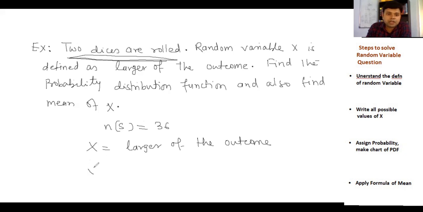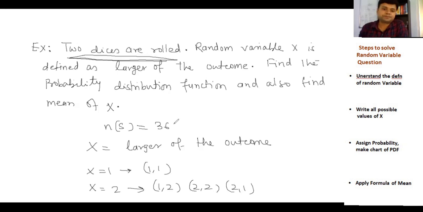So we must make a chart. So take x is equal to 1. When the larger is 1, this means both must have 1. If the larger is 2, outcomes possible are 1 2, 2 2, or 2 1. Only 3 and no other, because the larger should be 2, so the other will be either 2 or less than 2. So 3 choices.